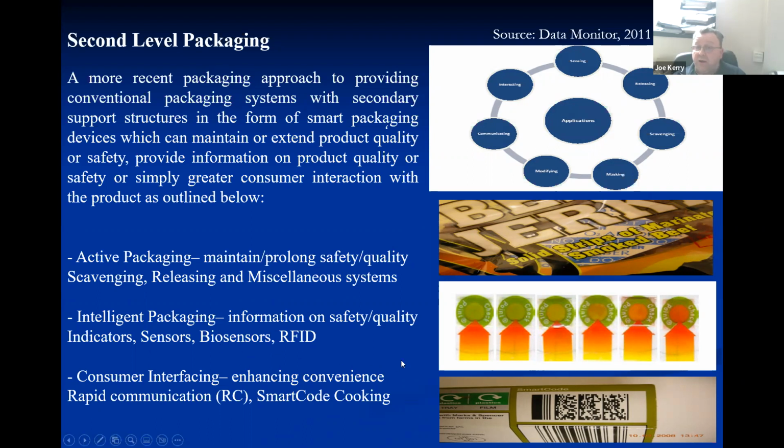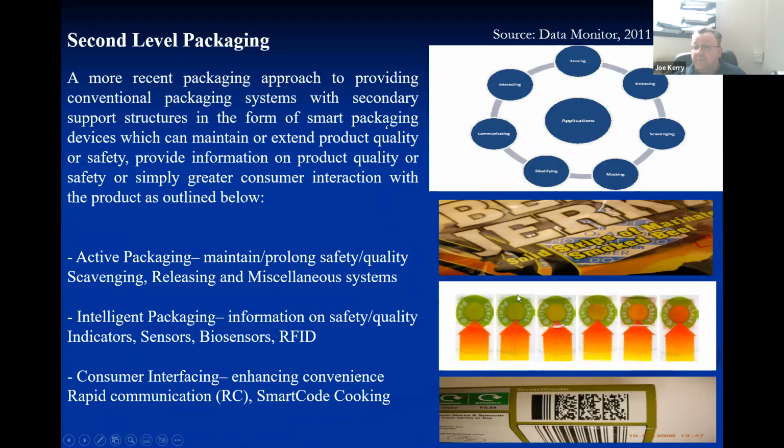Intelligent packaging, on the other hand, while it interacts with the product, doesn't do anything from a shelf life point of view or change the condition of the food in any way. What this simply does is give us an indication, a history about what has happened with the product, maybe throughout the distribution process.